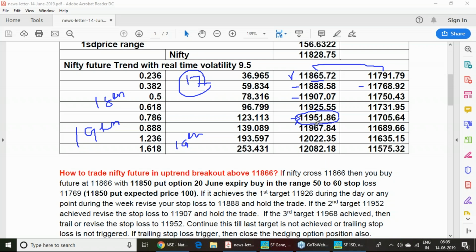You must come out of the trade, or you can take a counter trade also. It is a trend reversal day. So I have booked the profit in my first trade. Now I will sell the Nifty along with a hedge with the 11,950 call option.